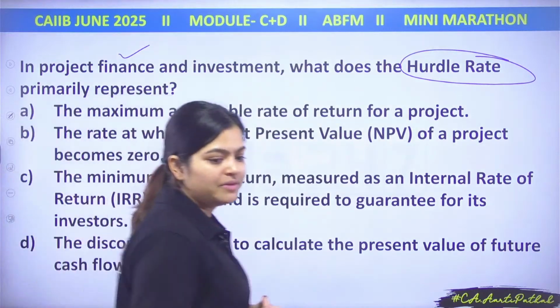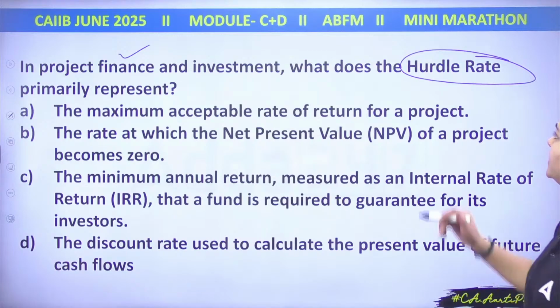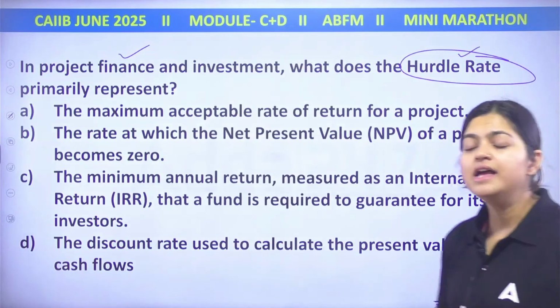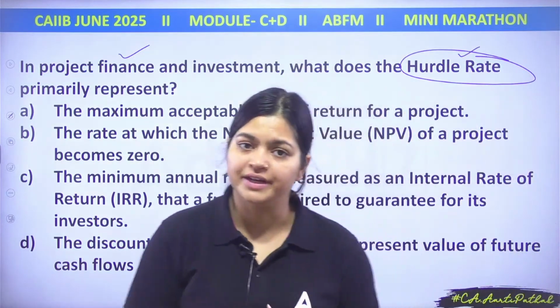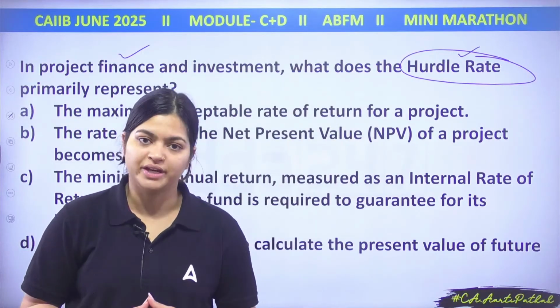Can you tell me which is the correct option here? In this particular question, they are asking about the hurdle rate. Now, what do you understand by the hurdle rate? See, the hurdle rate is the minimum amount that you need to generate, correct?